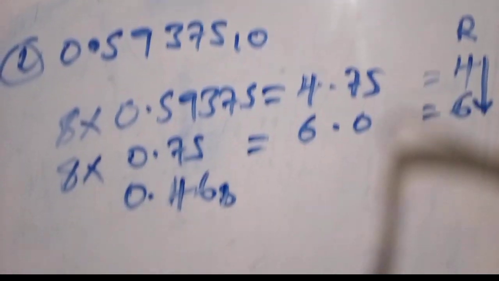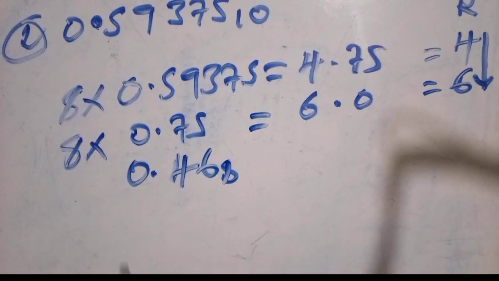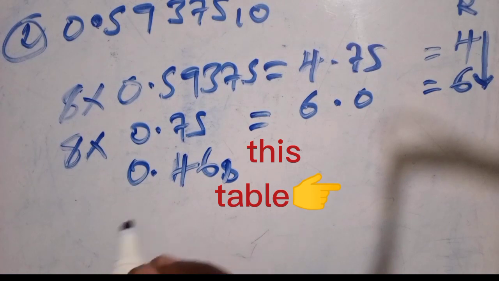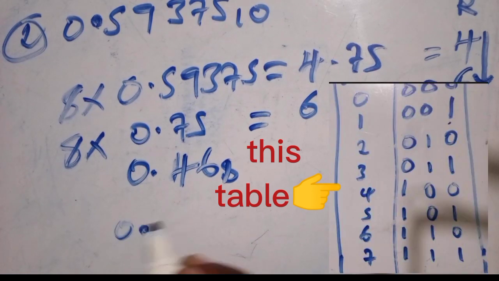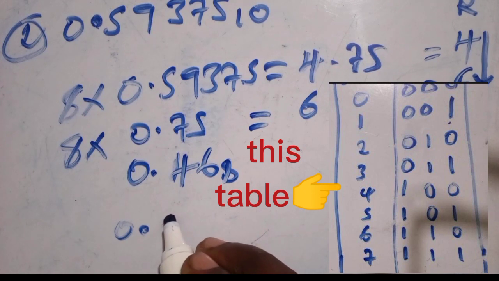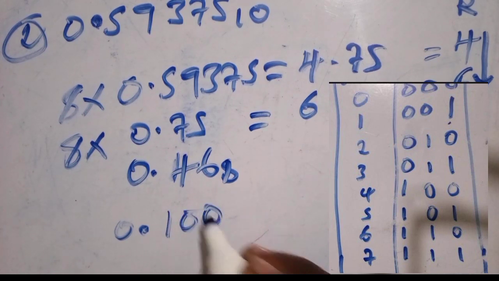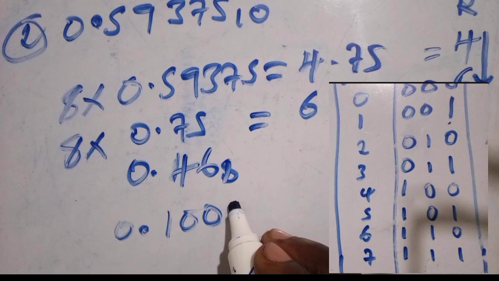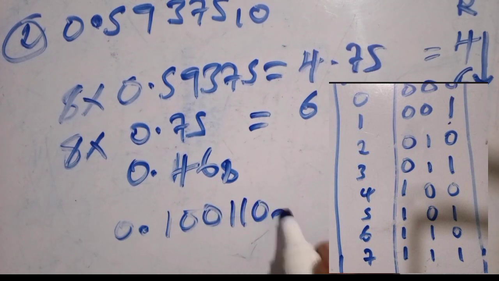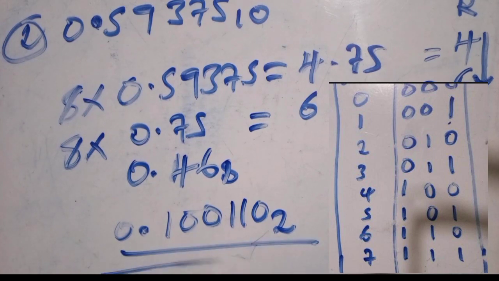So now let's take it to base 2. How do we take it into base 2? We have to follow that table. Where this 4 is, we have 100. For 6 we have 110, to the base 2. So this is our answer for question 2.